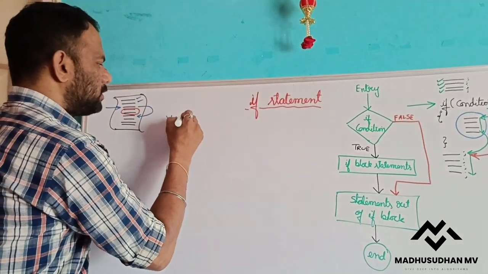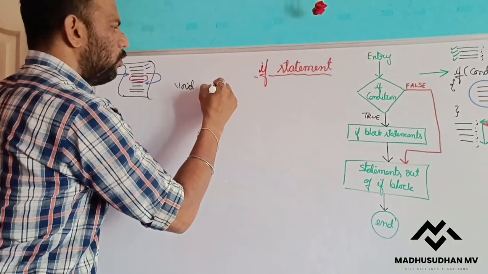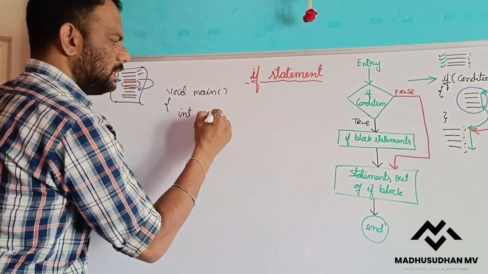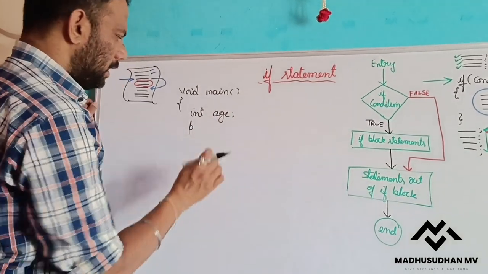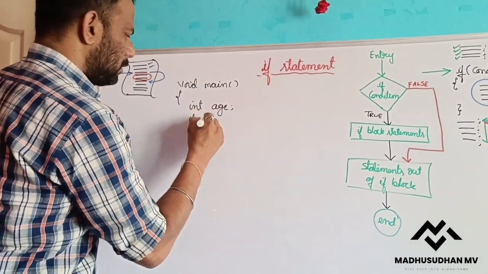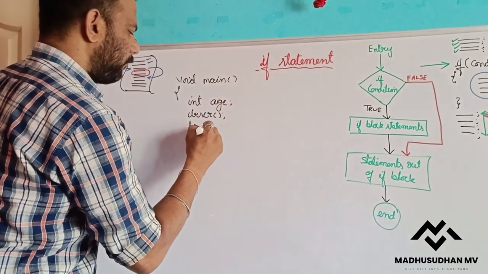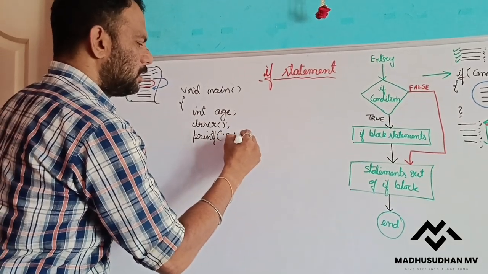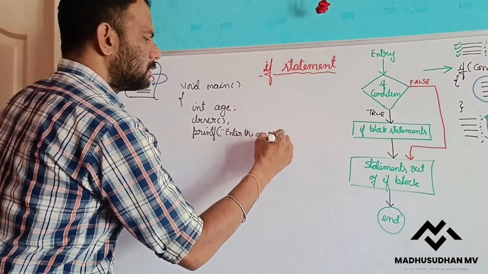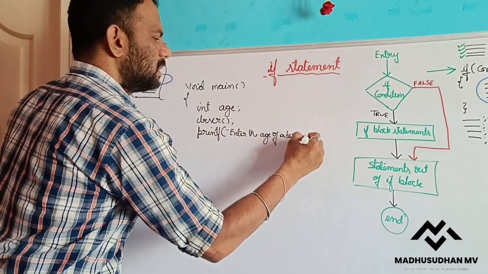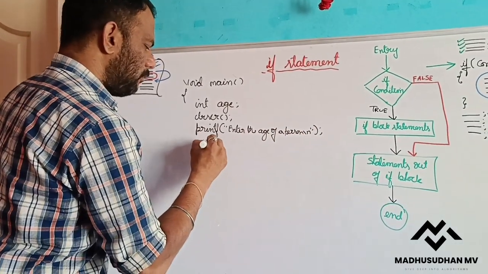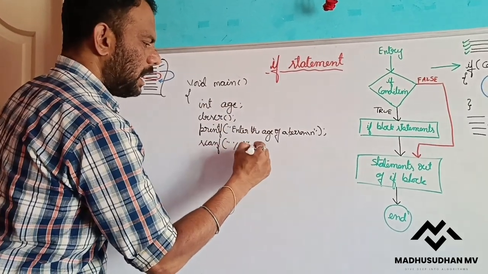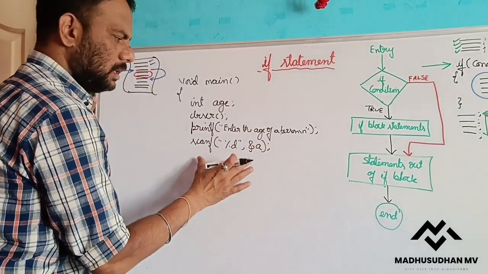For that, as usual, the first statement, I'm not writing the hash include statements. I'm writing void main. Then I'm declaring one variable, let us name the variable as age. Then I will write clear screen. Then printf, just printing one message: enter the age of a person, then slash n. Then I am reading the value. Since it is an integer, the format specifier is percentage d and we have to use ampersand in the scanf. So that I read the value.